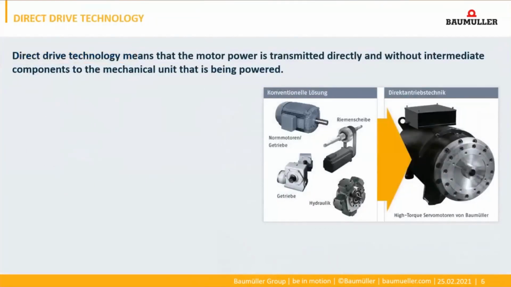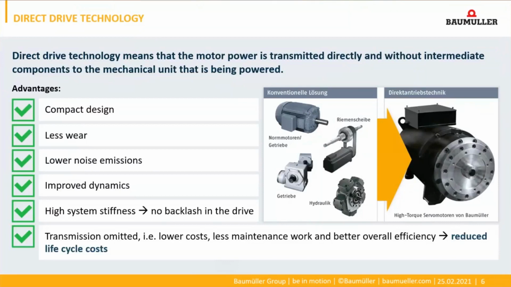Direct drive technology means that the motor power is transmitted directly and without intermediate components to the mechanical unit that is being powered. You can see the conventional solutions, belt drive, hydraulics, and gearboxes, on the graphic on the left. We want to break away from this and enable a direct drive with slowly rotating high torque motors. This has many advantages. We have a compact design, less wear, lower noise emissions. I will have a slide for this example.